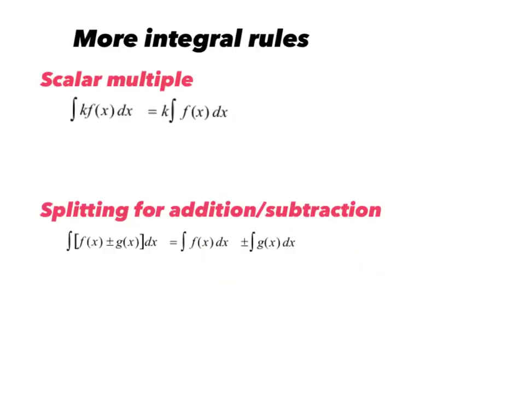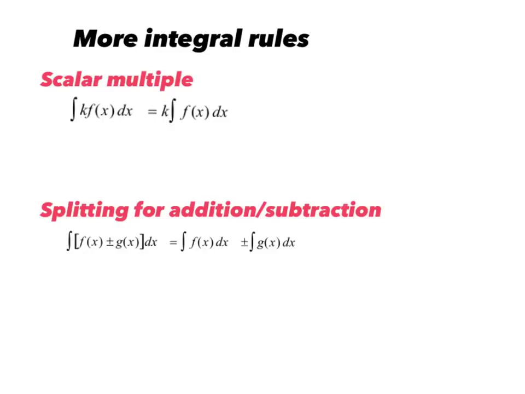All right, we have more integral rules. The next one is called a scalar multiple. And basically what happens is you have some constant times a function. So let's jot this down. It's the integral of k times f of x dx. And all we're going to do is pull the constant out front and integrate f of x.